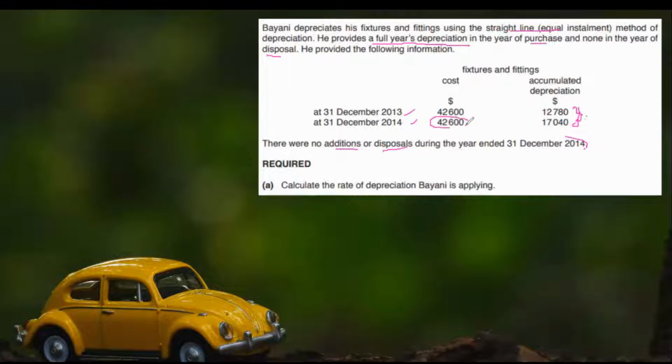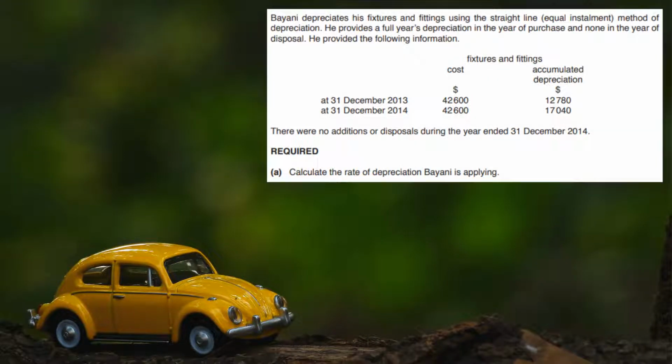Now from here, we do know that with the straight line method, to calculate this depreciation, all you need is a certain percentage multiplied by the cost. Now, in this case, we don't know what rate Bhavani used, but we do know the cost was 42,600. It's stated there, and also they mentioned there was no addition or disposal, so your cost remains the same compared to the previous one. It's the same, right?